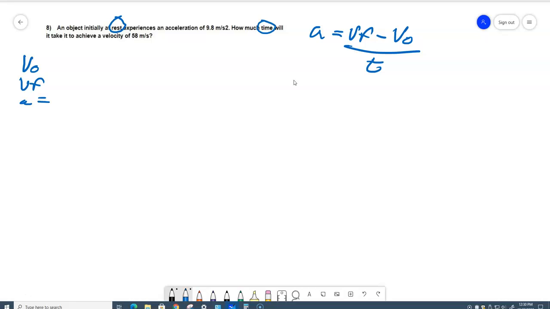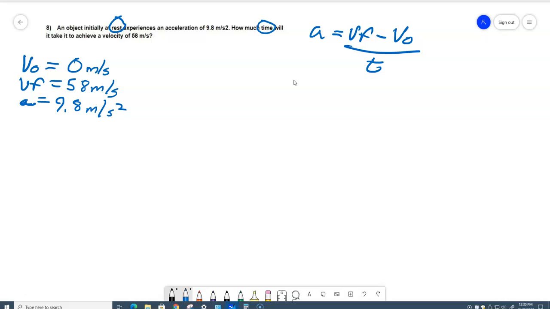So an object initially at rest. So v naught, our initial one, is 0 meters per second. V final is 58 meters per second. And then it says experiences an acceleration of 9.8 meters per second squared. That was supposed to be an a, but it looks really bad, but you guys know what it is. Anyway, 9.8 meters per second squared. So I have my information.